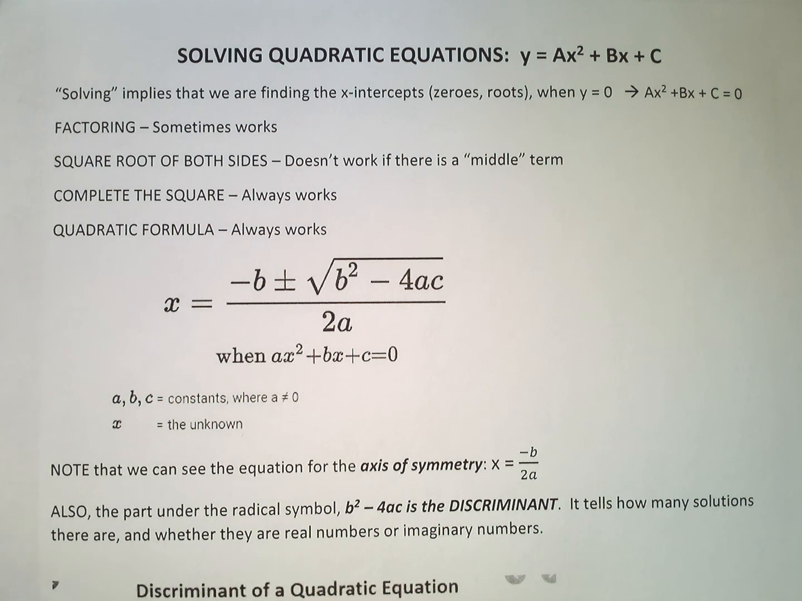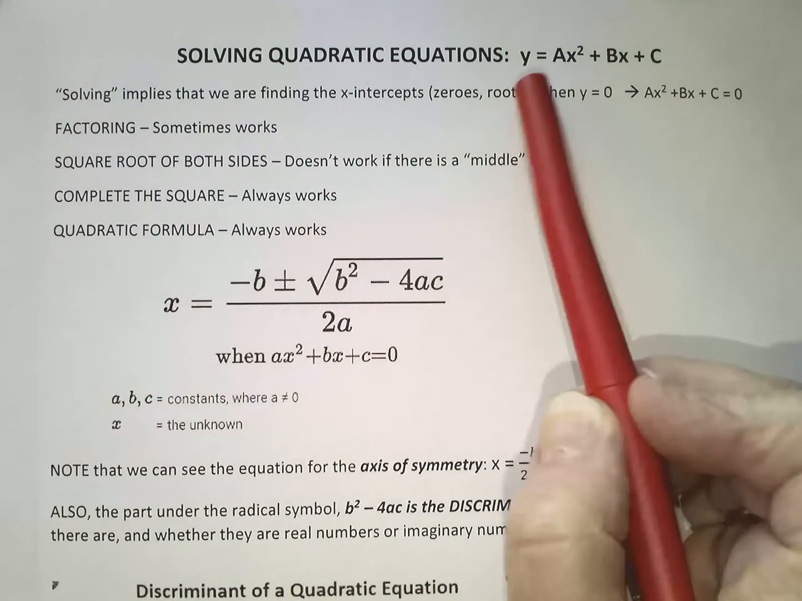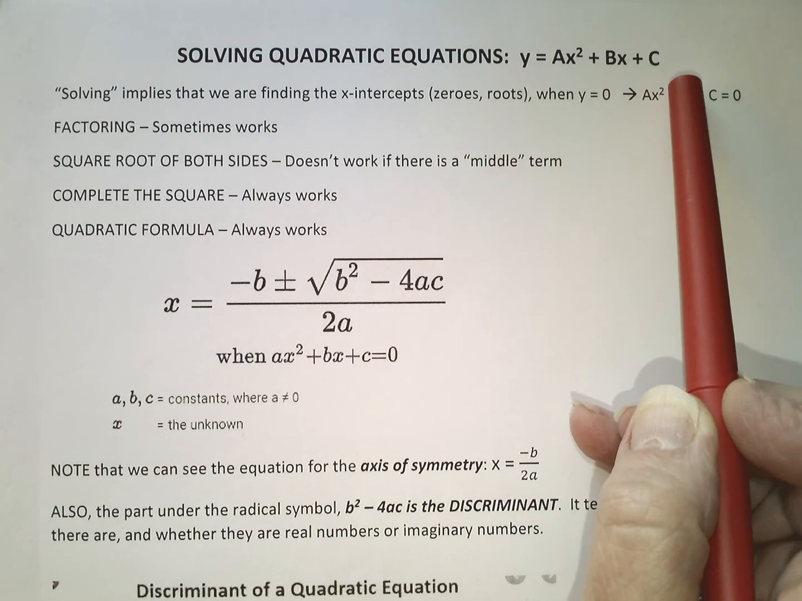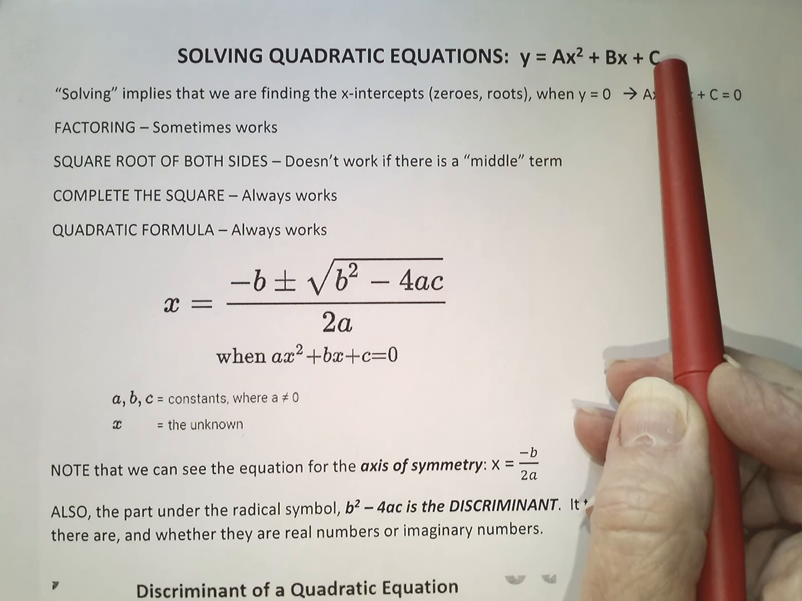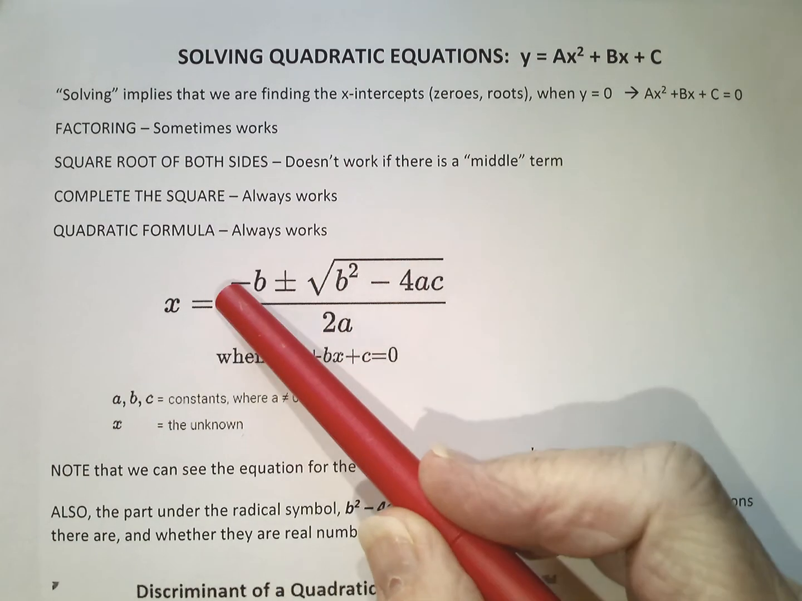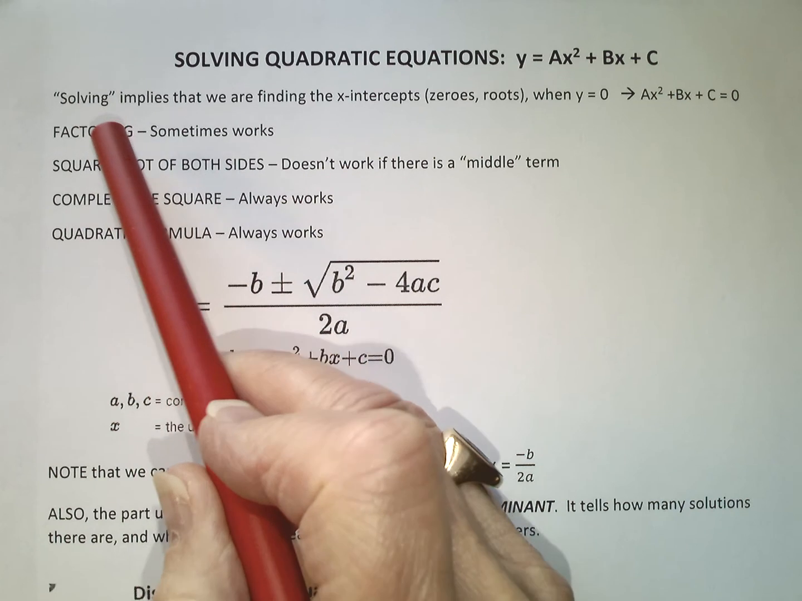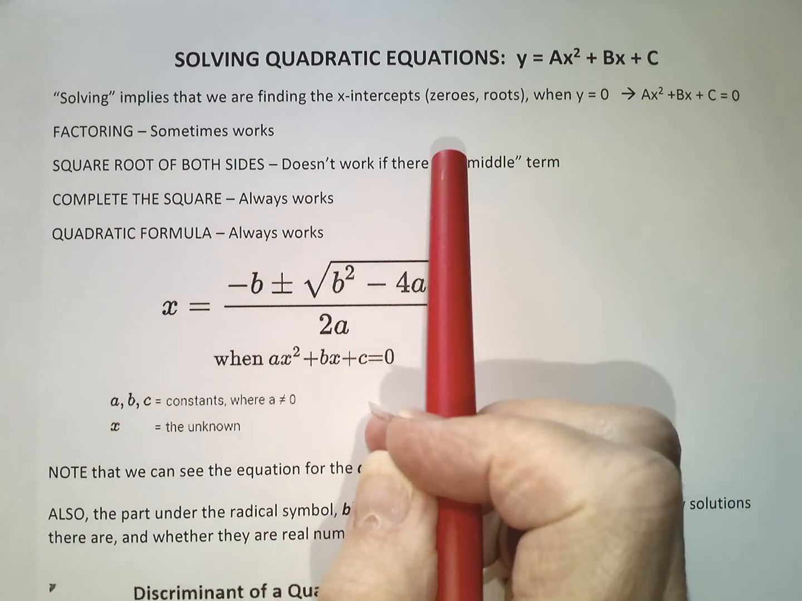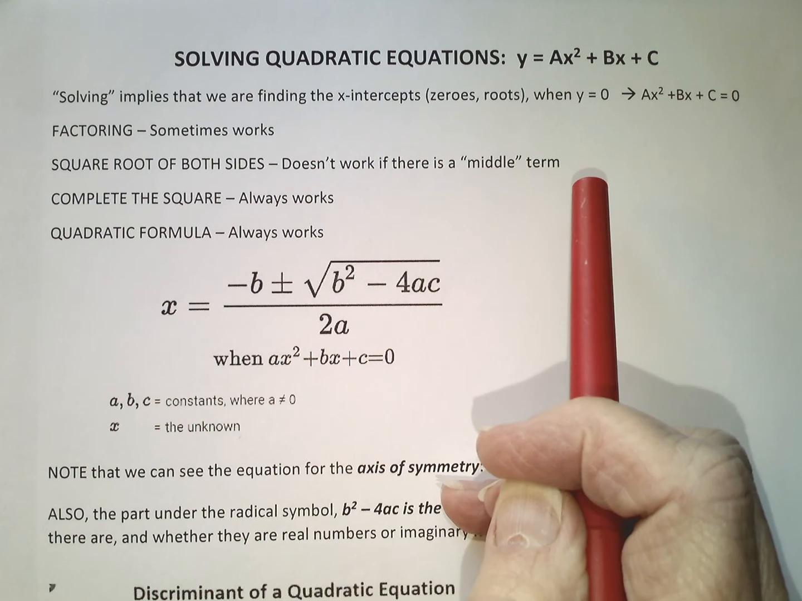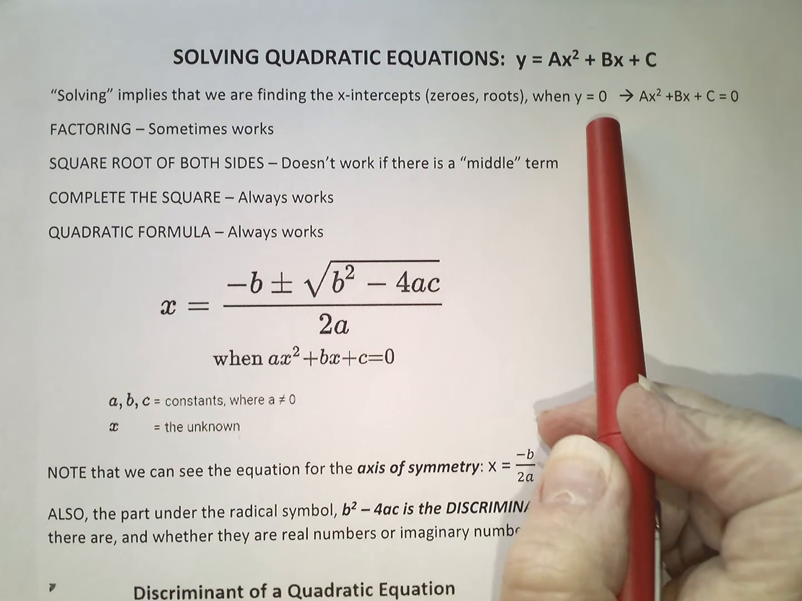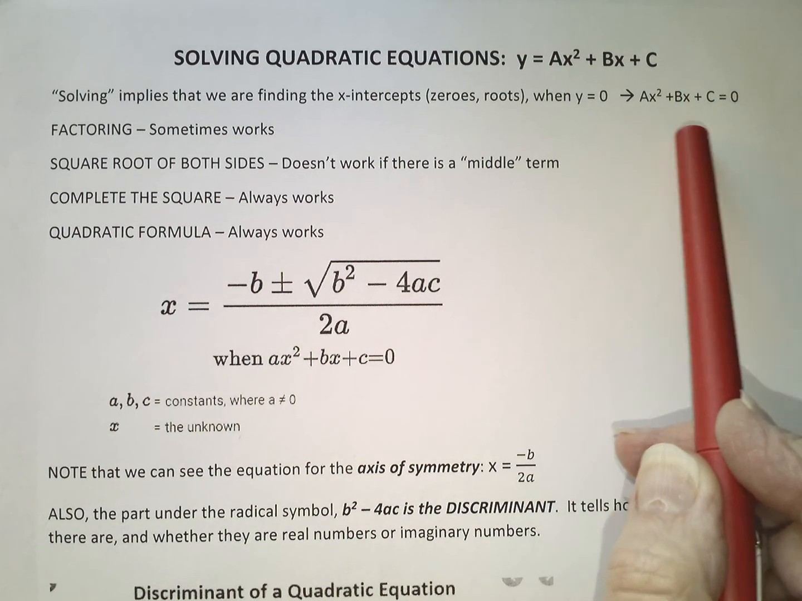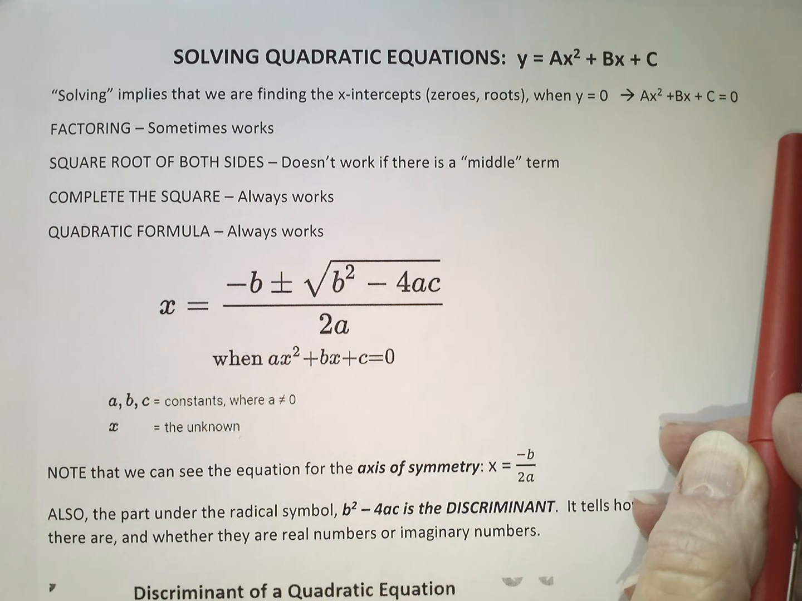So, solving quadratic equations. You all know the basic general form of a quadratic equation, and technically any point on this parabola is a solution. But when they say solving, they're implying that we should find the x-intercepts, the roots, the zeros, and that happens when y is 0. So we stick a 0 in for y, and that's why they drum into our heads that you always set the equation equal to 0.